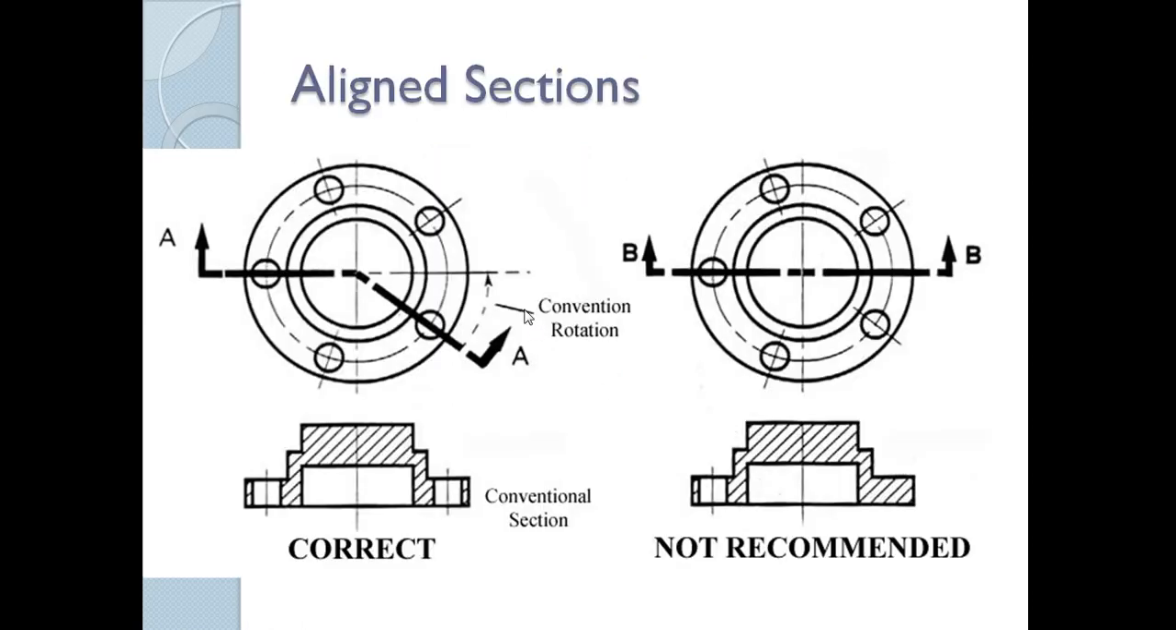Aligned sections. So it is a little different from an offset section. A line section passes on an angle, but because it is aligned, we tend to draw the part straight up to the center line and then project it downwards. So you don't draw, say, the center of the circle going straight down here. You actually draw a curve going up to the center line and then down towards the section view.